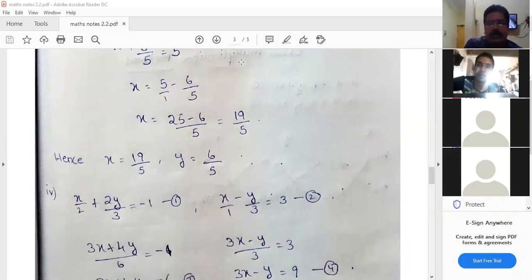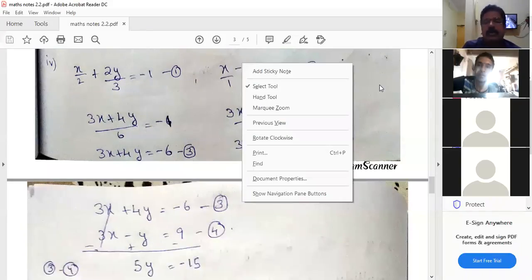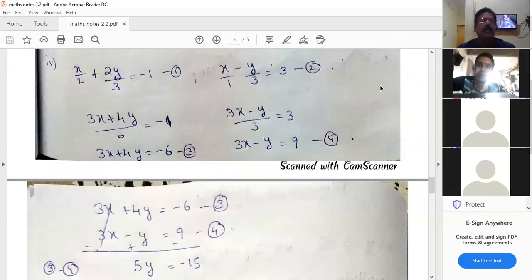Now the second part. This is the fourth sum, Amma. In 3.4, first sum, fourth bit, this is what I took. x by 2 plus 2y by 3 equal to minus 1. I want to simplify. I did the LCM, 6. 6 in 2 table, 3 times, 3x. Now 6 in 3 table, 2 times, 2 2s are 4y, equal to 1. And now transpose 6 to the RHS. Then I got 3x plus 4y equal to minus 6. By simplifying I got this equation, which I kept as equation 3.